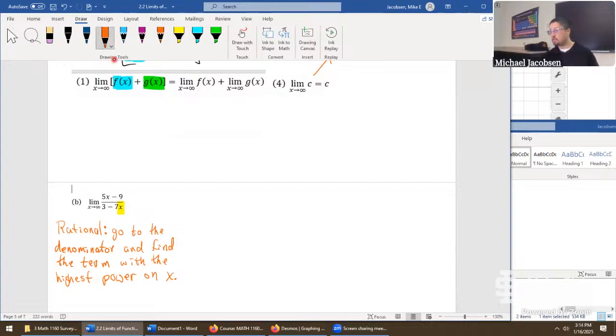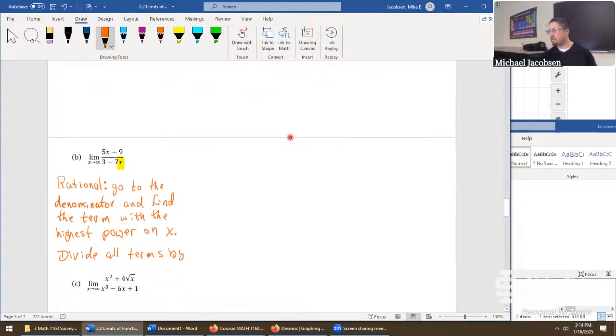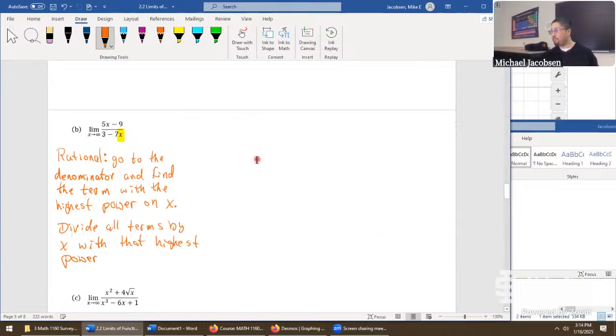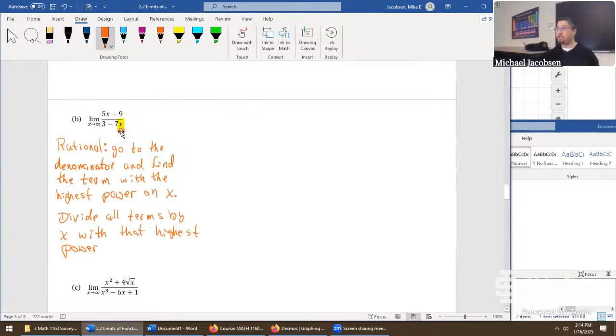So next, divide all terms by x with that highest power. So that's step 1 for our procedure. So for example, on this one, we're dividing everything by x. All terms, numerator and denominator.